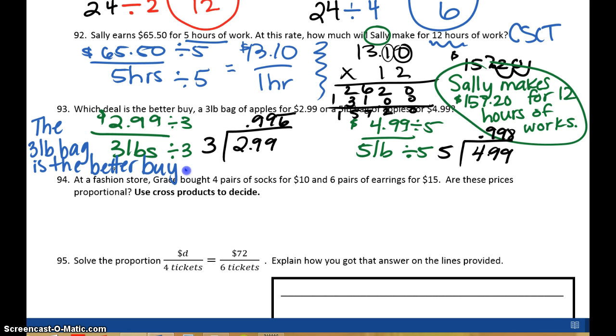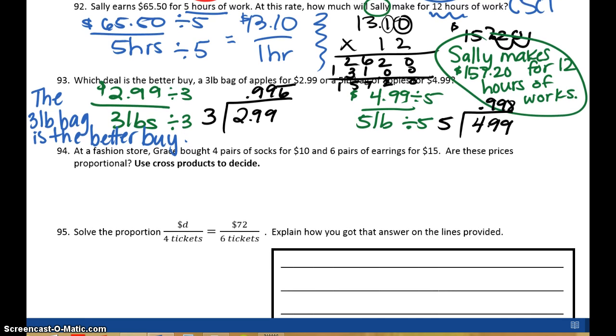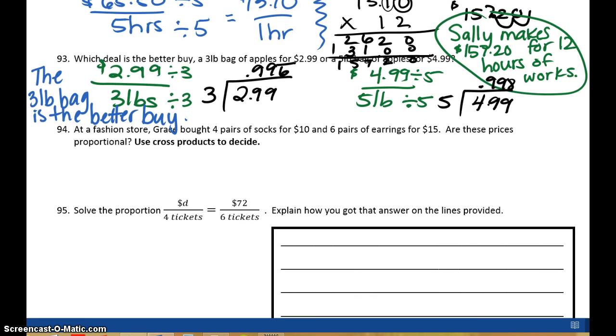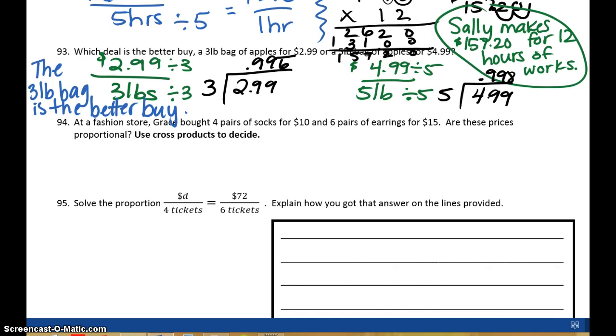And then be done with that. Now, 94 says, at a fashion store, Grace bought 4 pairs of socks for $10 and 6 pairs of earrings for $15. Are these prices proportional? And it says use cross products to decide.